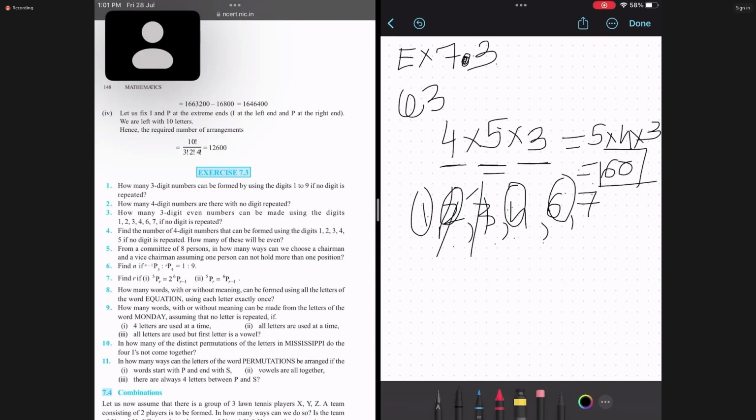So 60 3-digit numbers are possible using 1, 2, 3, 4, 6, and 7 when the numbers are even and the digits are not repeated. Correct?